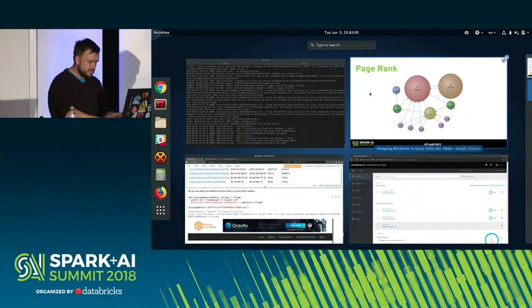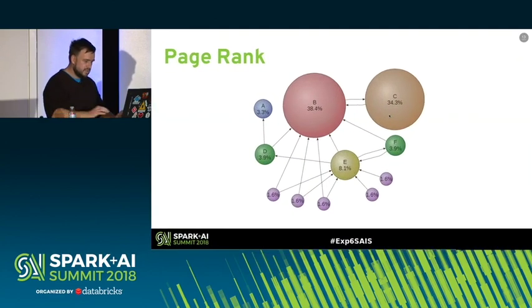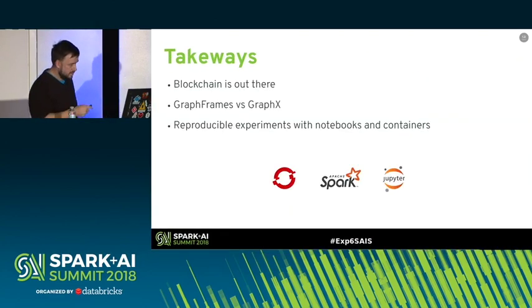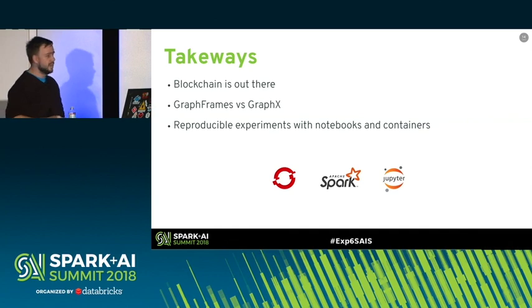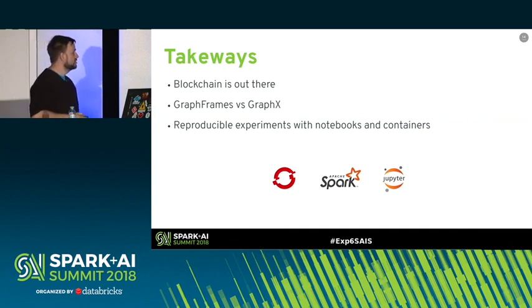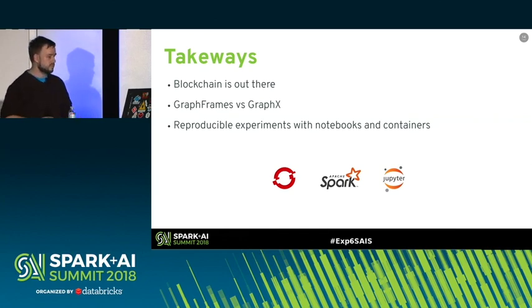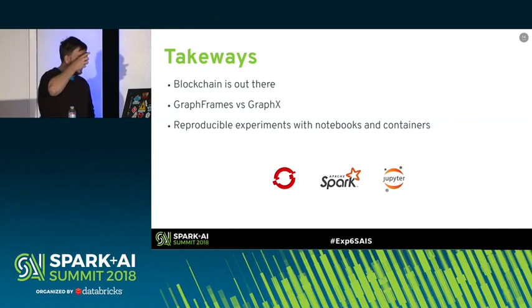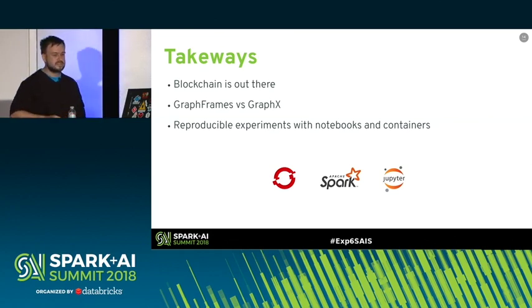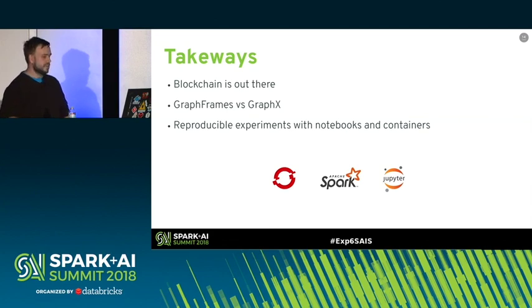Right, so let me switch back to the presentation. That was the GraphX notebook. Yeah, that was basically it. The main takeaways are that blockchain is out there. It's open source. You can use GraphFrames or GraphX in Spark to work with it, or to work with graphs. And what I did here, I used containers to create reproducible experiments, and also OpenShift to run those containers and orchestrate them easily.